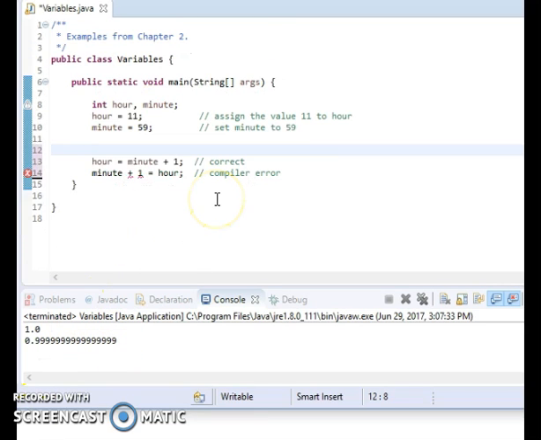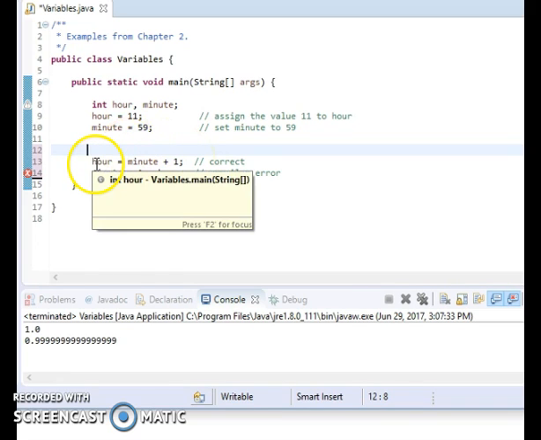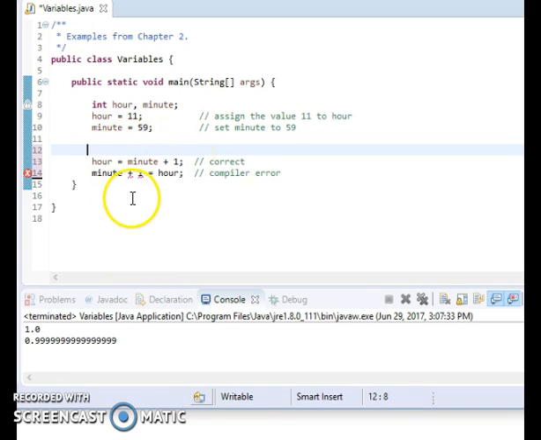And just as a last example, I want to show you what the compiler error is when I try to have something that's not a variable on the left-hand side. Remember, a variable always has to be on the left-hand side. So statement number 13, hour equals minute plus 1 is correct. The variable, or the storage location, is on the left side, and that's where it should be. The expression is on the right side. In this case, this is not a storage location. This is an expression. So this should give me a compiler error, and let's see what happens when we run it.